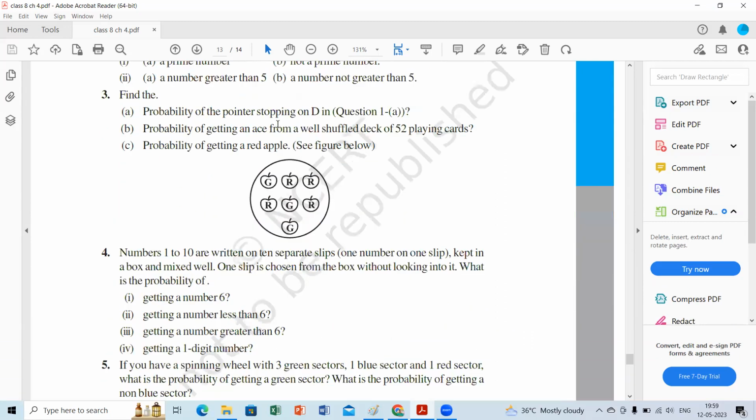Next, what is the probability of getting an ace from a well shuffled deck of 52 playing cards? That's more important, children. Cards. Just 1 minute, children, I'll show it so that it's easier for you to remember. How many cards do you have, children?